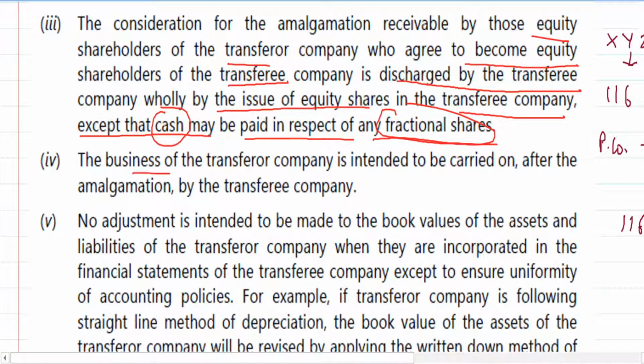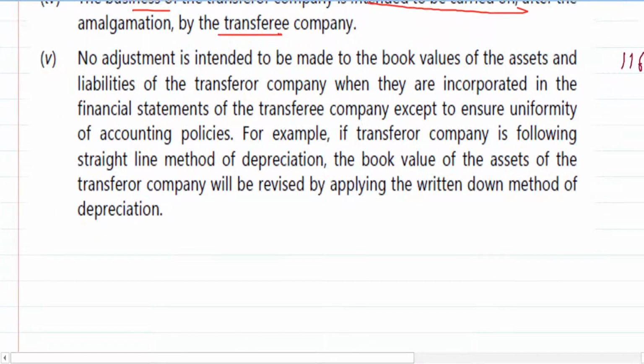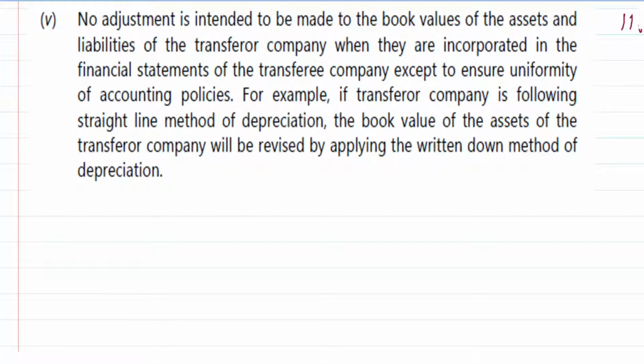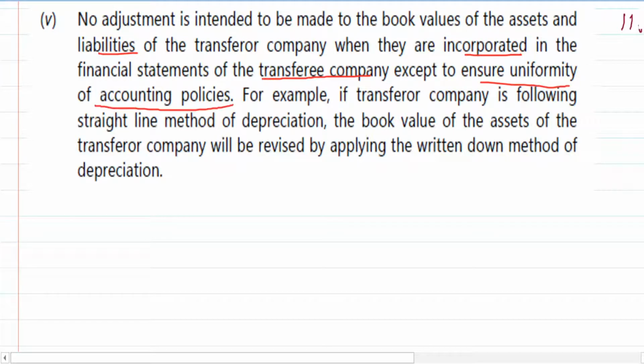Business of the transferor company is intended to be carried on after the amalgamation by the transferee company. So we are not going to take over the selling company and then shut down the business of the selling company. No, you will take over the selling company and you will continue with the business of the selling company. And the final condition, condition number 5: no adjustment is intended to be made to the book values of the assets and liabilities of the transferor company when they are incorporated in the financial statements of the transferee company, except to ensure uniformity of accounting policies. Getting that?